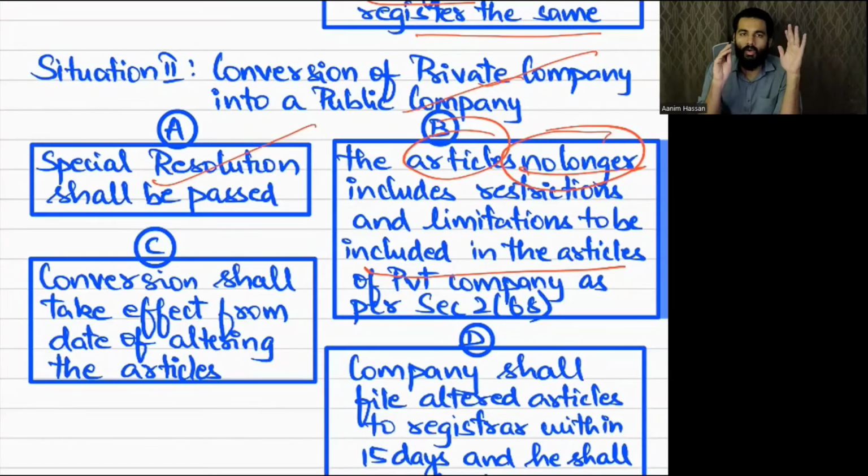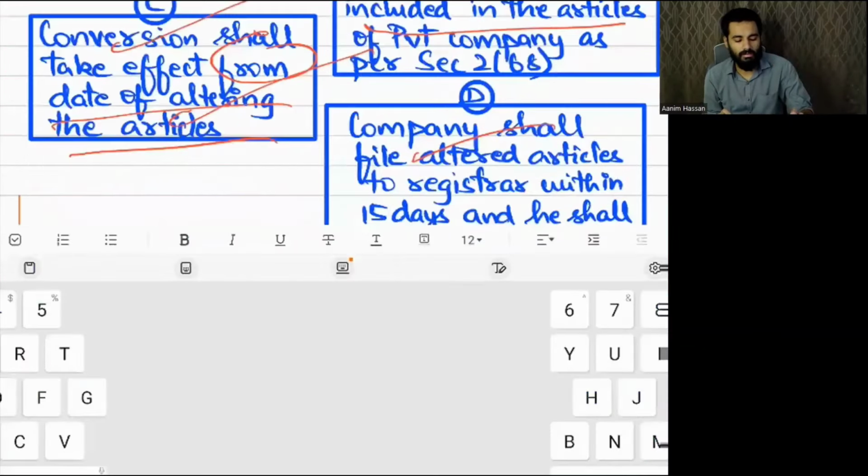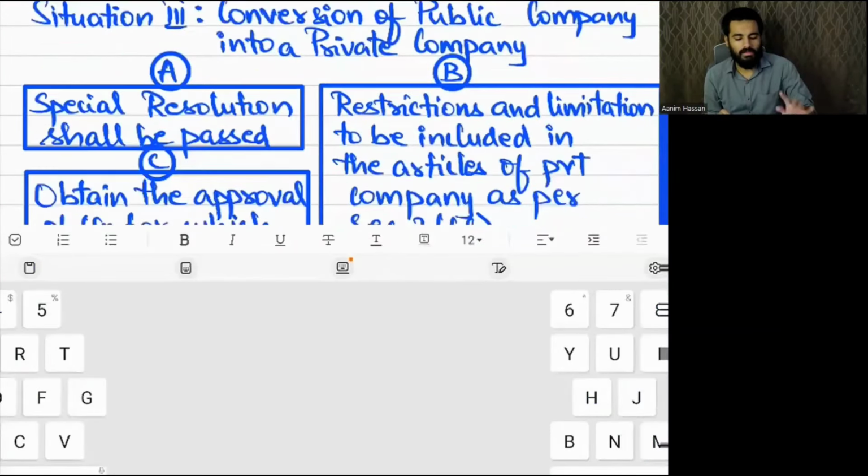Okay, so now I alter the articles. Can I say now I am a public company? Yes. So conversion shall take effect. Because the conversion is from private to public, it takes effect from when I alter the articles. Then what I have to do? Again, I have to file with the registrar within 15 days, and the registrar will register the same. Yes or no? Yes. Next.